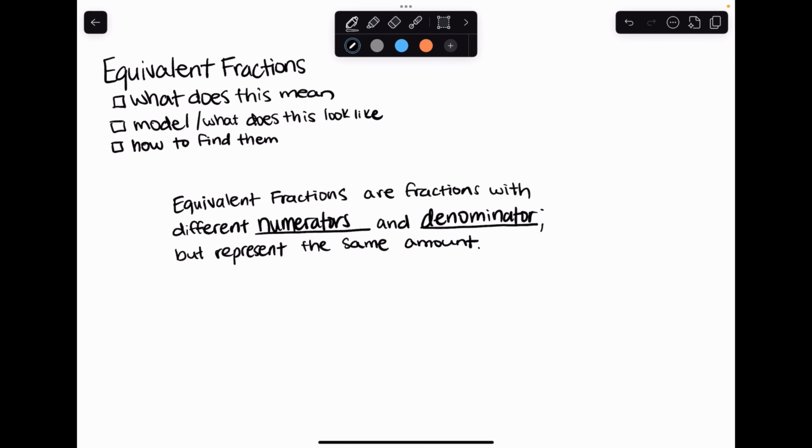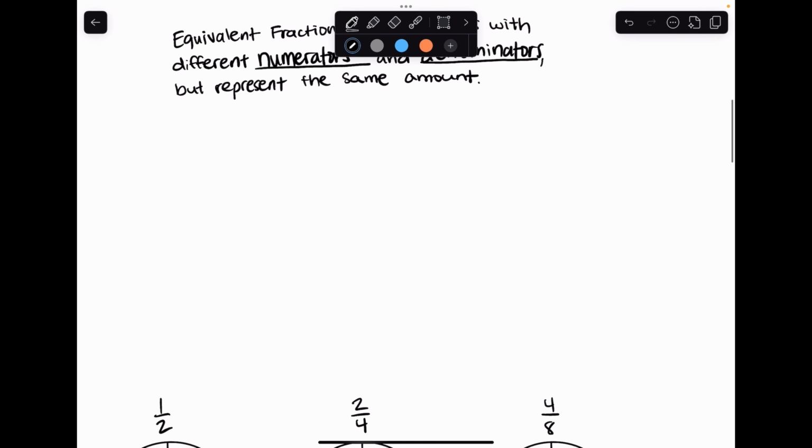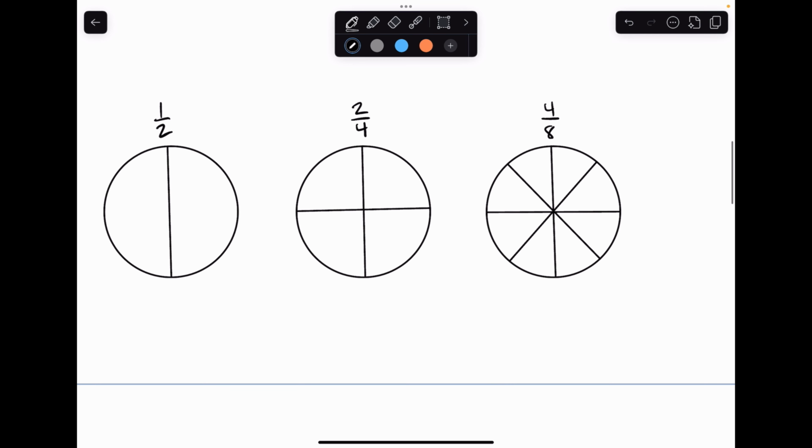So I have some models to help us figure that out. What does that look like? So I have 1/2, I have 2/4, and I have 4/8. These are all equivalent fractions. They represent the same amount, but if you look, your numerators and your denominators, the number on the bottom, are different. So let's take a look and see if I were to use my little highlighting tool and highlight this, what this would look like.